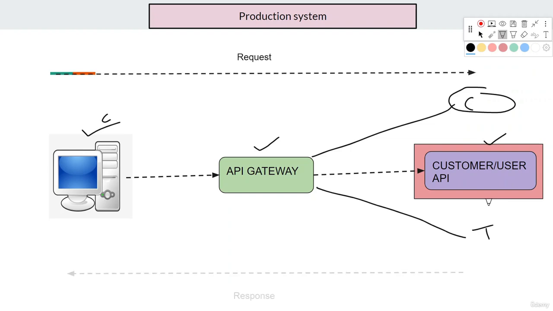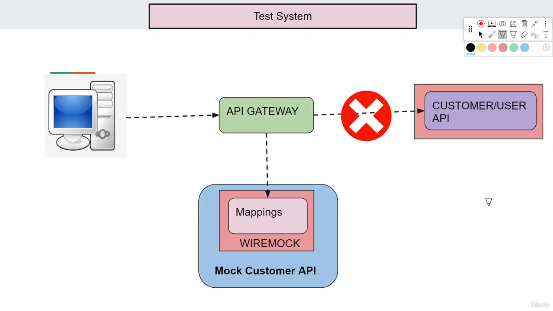So how it looks in the test system if we use Wiremock is like this. This is the client which will make a call to the API gateway. It will make an API call, suppose the get balance call, right? Here what will happen is this call will now go to the mock customer API, which is mocked in Wiremock. How it works at the backend, we will discuss separately in a few minutes.